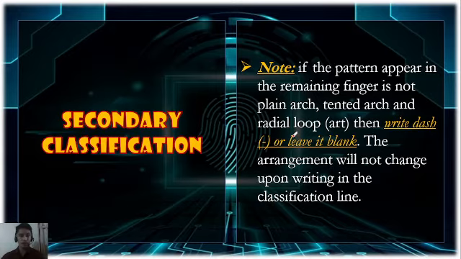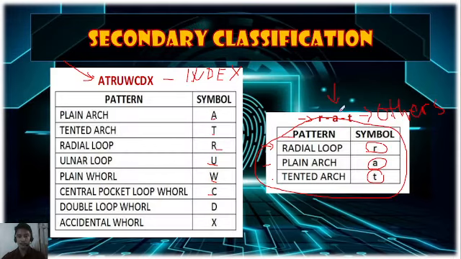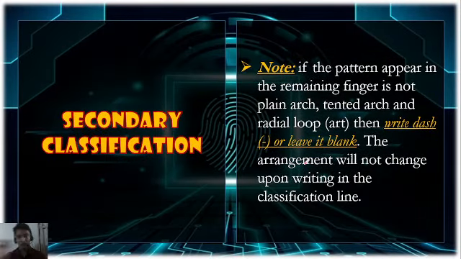What we should take note also, okay, in secondary classification. So sabi dyan, if the pattern that appears in the remaining fingers is not plain arch, tented arch, or radial loop, or wala dun sa small letter group na i-include natin, okay, wala sa tatlo. Sir, paano po pag wala dito sa tatlong to, sa small letter group? Okay, ang natagpuan natin, na natagpuan sa other fingers. So, ano po yung isusulat natin? Ano yung gagamitin natin na symbol?